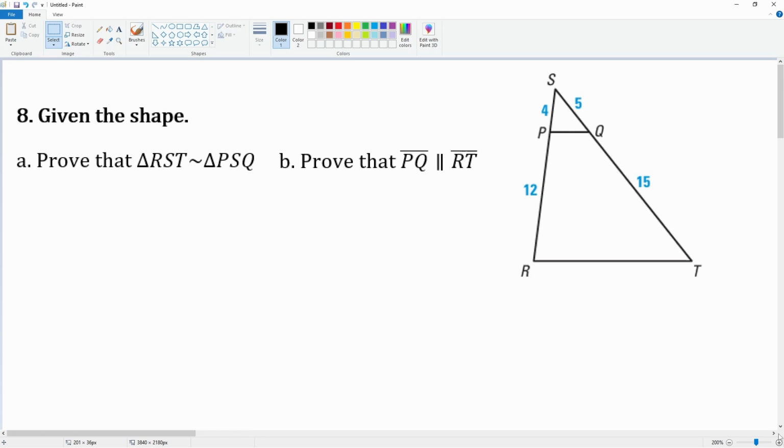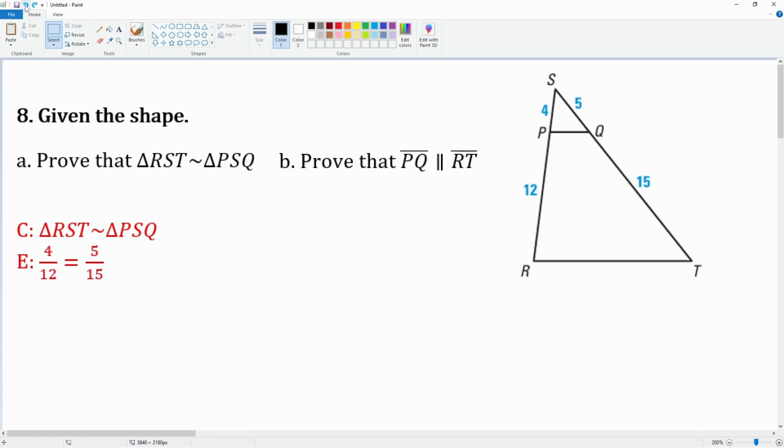Okay? All right. So you could do it different ways. You could do a two-column proof. You can use a paragraph proof. Paragraph proof works the best. I'm going to use CER because I like CER. Okay? So claim, I will say that triangle RST is congruent to triangle PSQ, right? That's what I'm proving. So that's my claim. All right, some evidence.